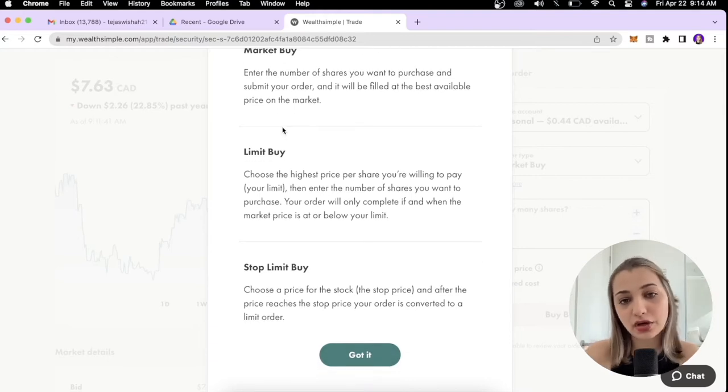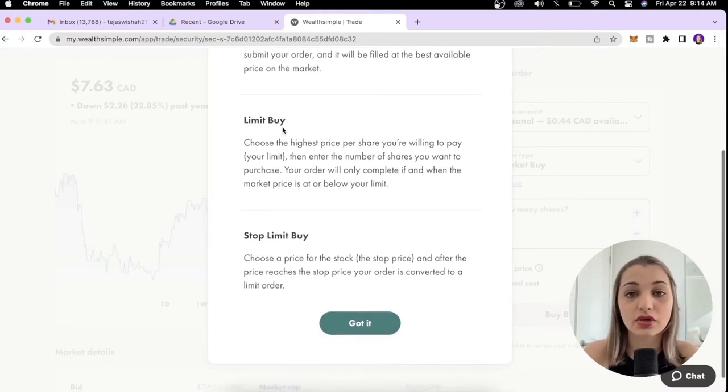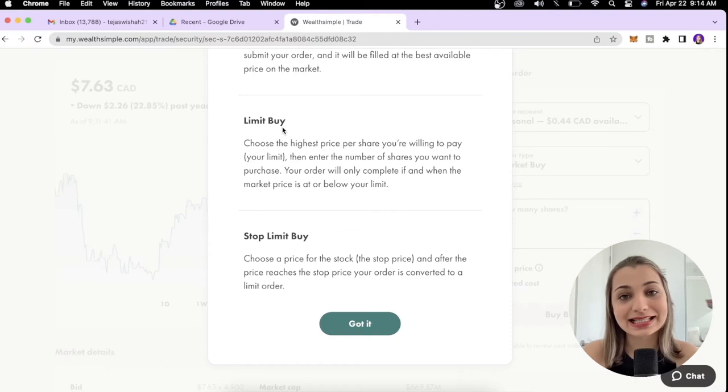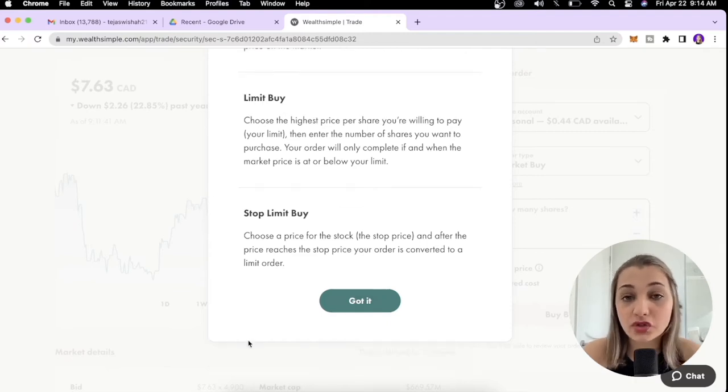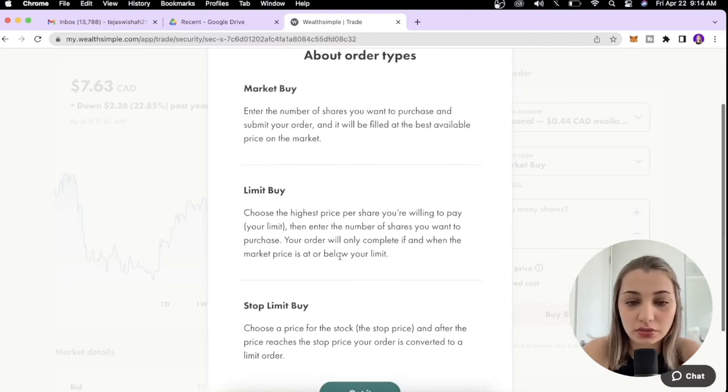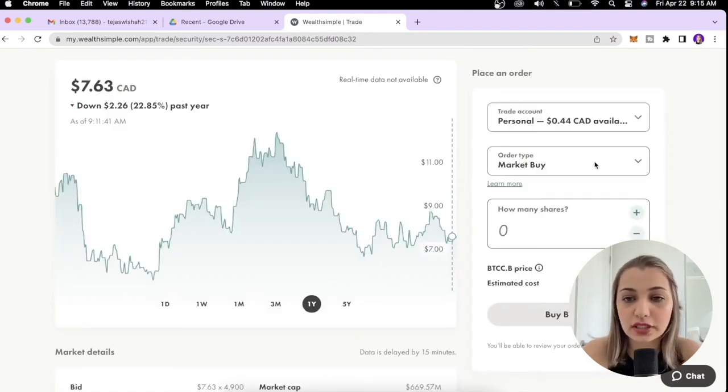In limit buy, you're going to choose the highest price per share that you will be willing to pay, and then you're going to enter the number of shares you want to purchase, and your order will only be fulfilled if the market price is at or below your limit. And then we have stop limit buy, where you're going to choose the stop price, and once the price reaches the stop price, your order will be converted into a limit buy. So these are some of the options. Go through it, but for the sake of this tutorial, we're going to stick to market buy.